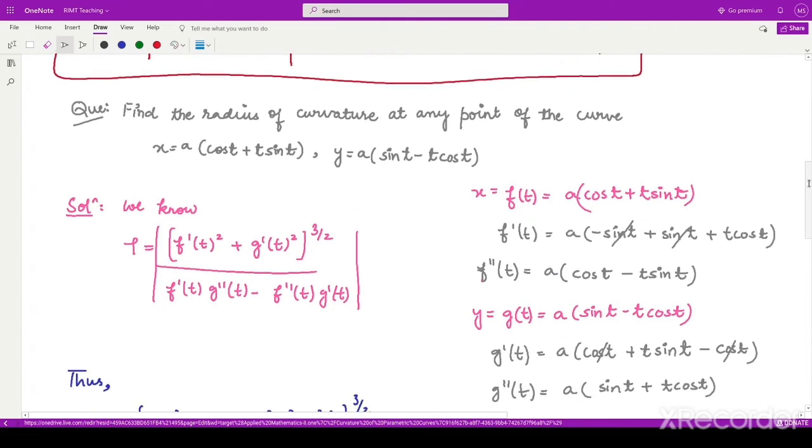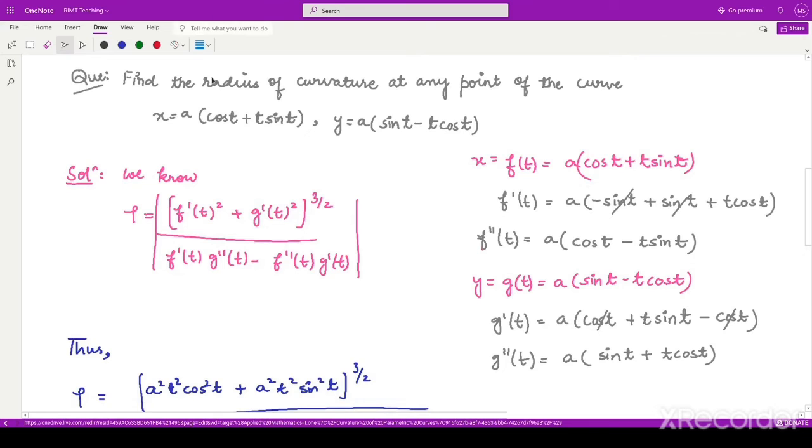So let us have a look at one question. In this question, we are to calculate the radius of curvature for the curve where x is defined in terms of some function of t and y is also defined as some function of t, right? So firstly, what we have to do in this is the formula. This formula you should remember. In this formula we have the first derivative of f, the first derivative of g, the second derivative of g, and the second derivative of f. So all these quantities we should know.